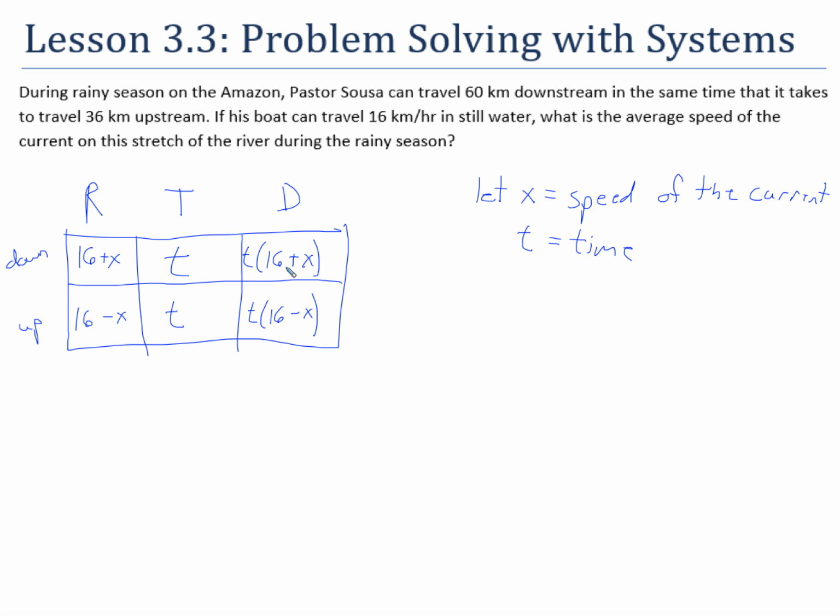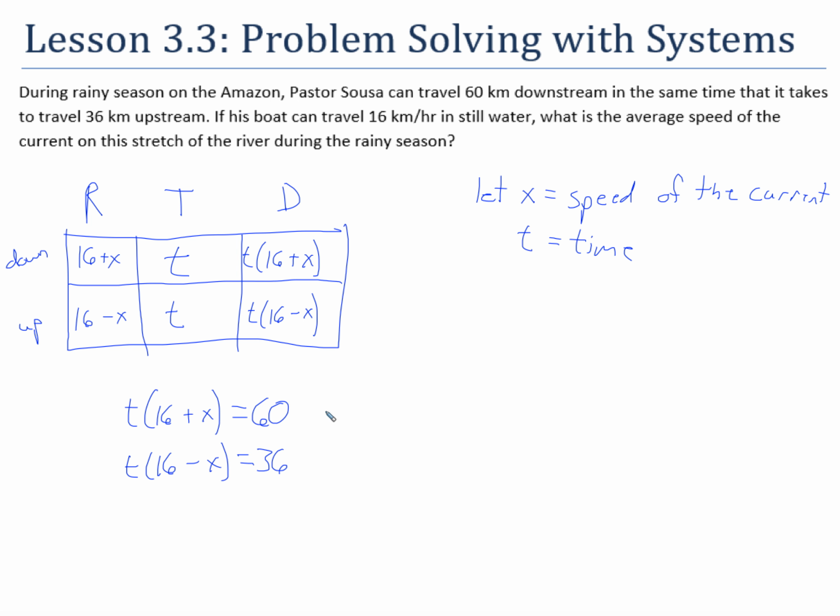Now we have these two things, and we know a little bit about the distance. Here's our distance because it's rate times time. For downstream, the distance is 60 kilometers, so t times (16 plus x) equals 60. And upstream, t times (16 minus x) equals the upstream distance, which is 36. So we have these two equations. If we have two equations with two variables, we should be able to solve it.